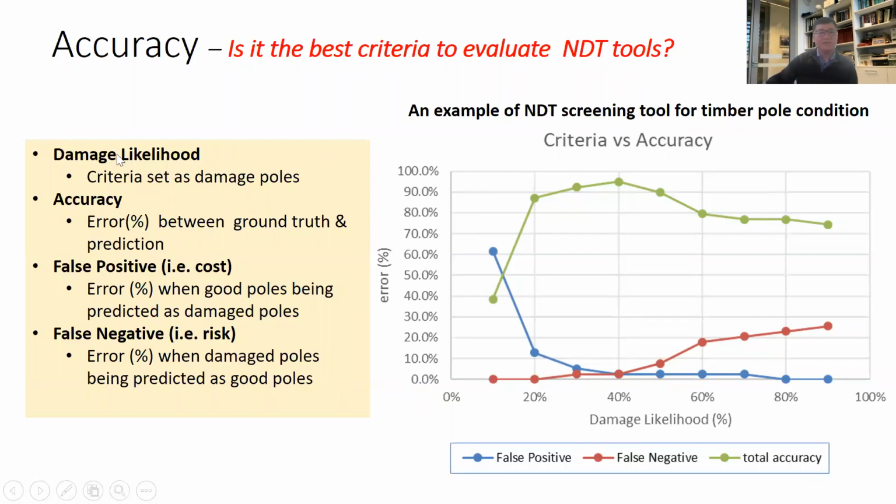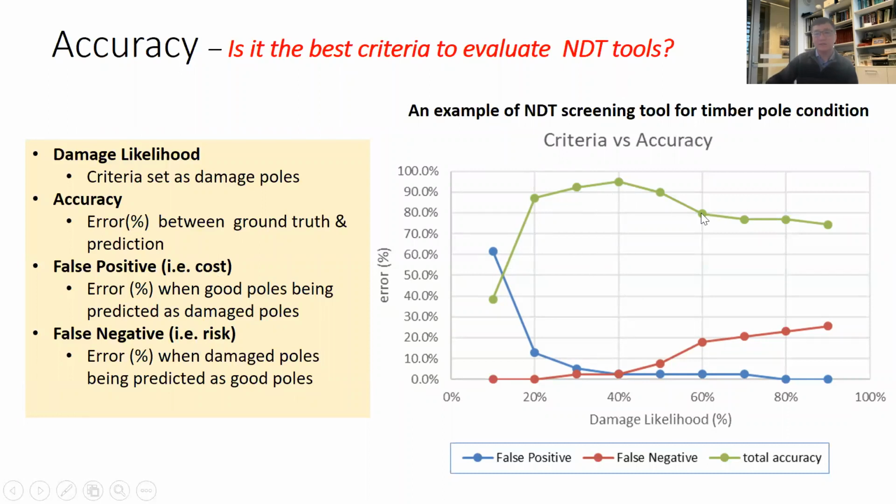We have set up criteria such as likelihood of damage, which is a statistical percentage. The so-called accuracy is less meaningful for industry. Accuracy combines false positives, where a good pole is considered a bad one by prediction, and false negatives, which are more serious, where a damaged pole hasn't been detected and is regarded as a good pole. So false positive represents the cost, and false negative represents the risk.